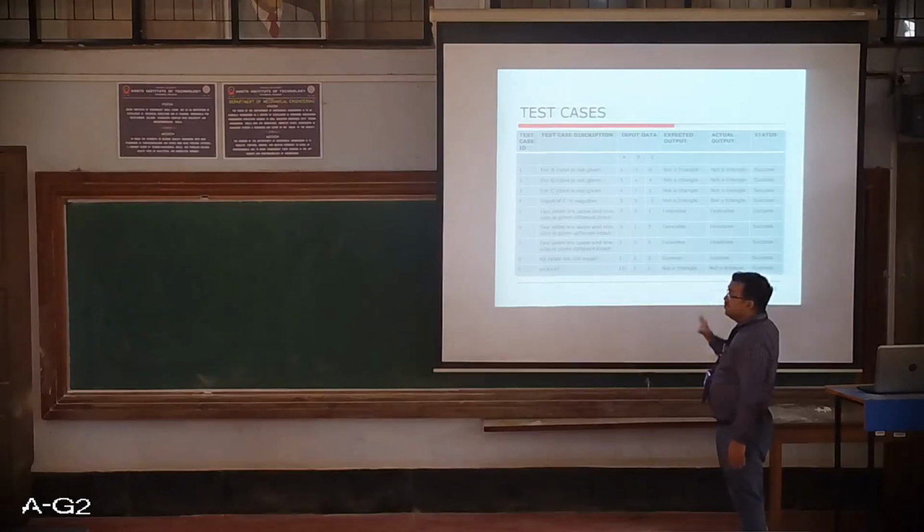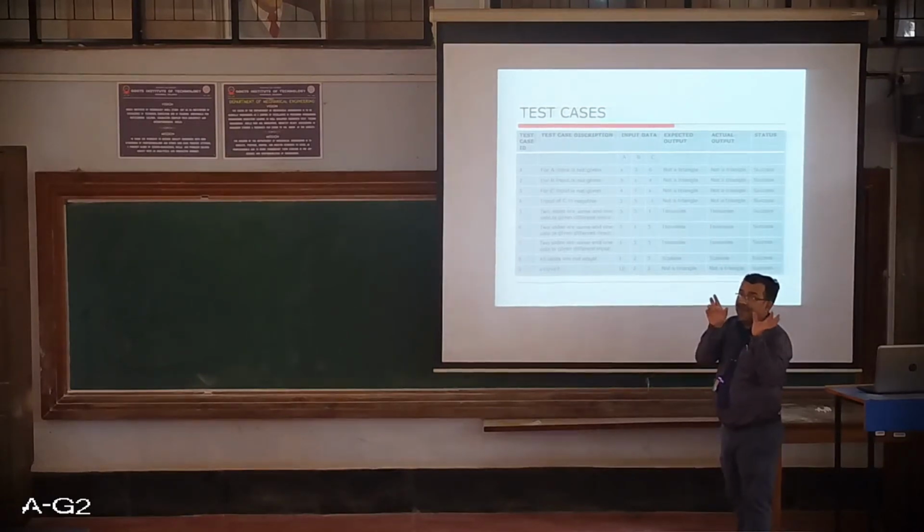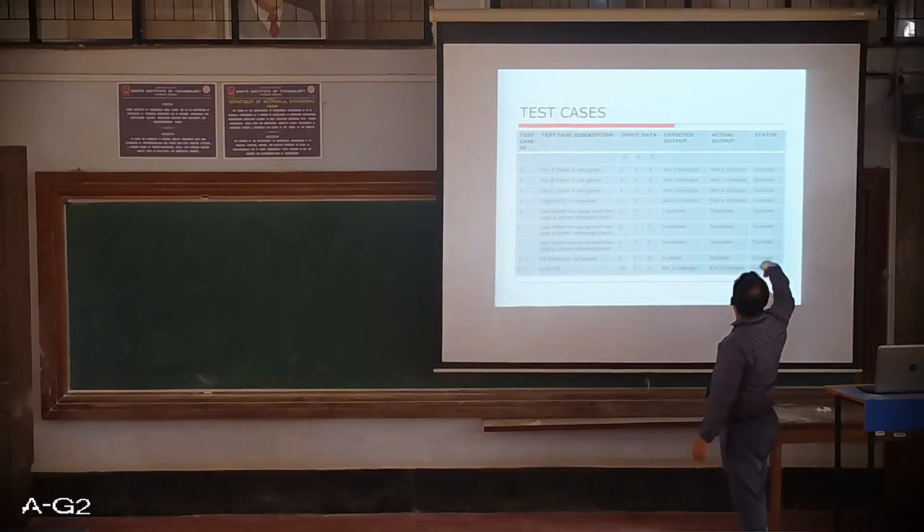Expected output, what is expected of that particular software, and what you actually get. Okay, so now every success of the test case is determined by seeing these two columns, the expected output and the actual output. If both of those match, then it is a success. Okay, so the status becomes success.